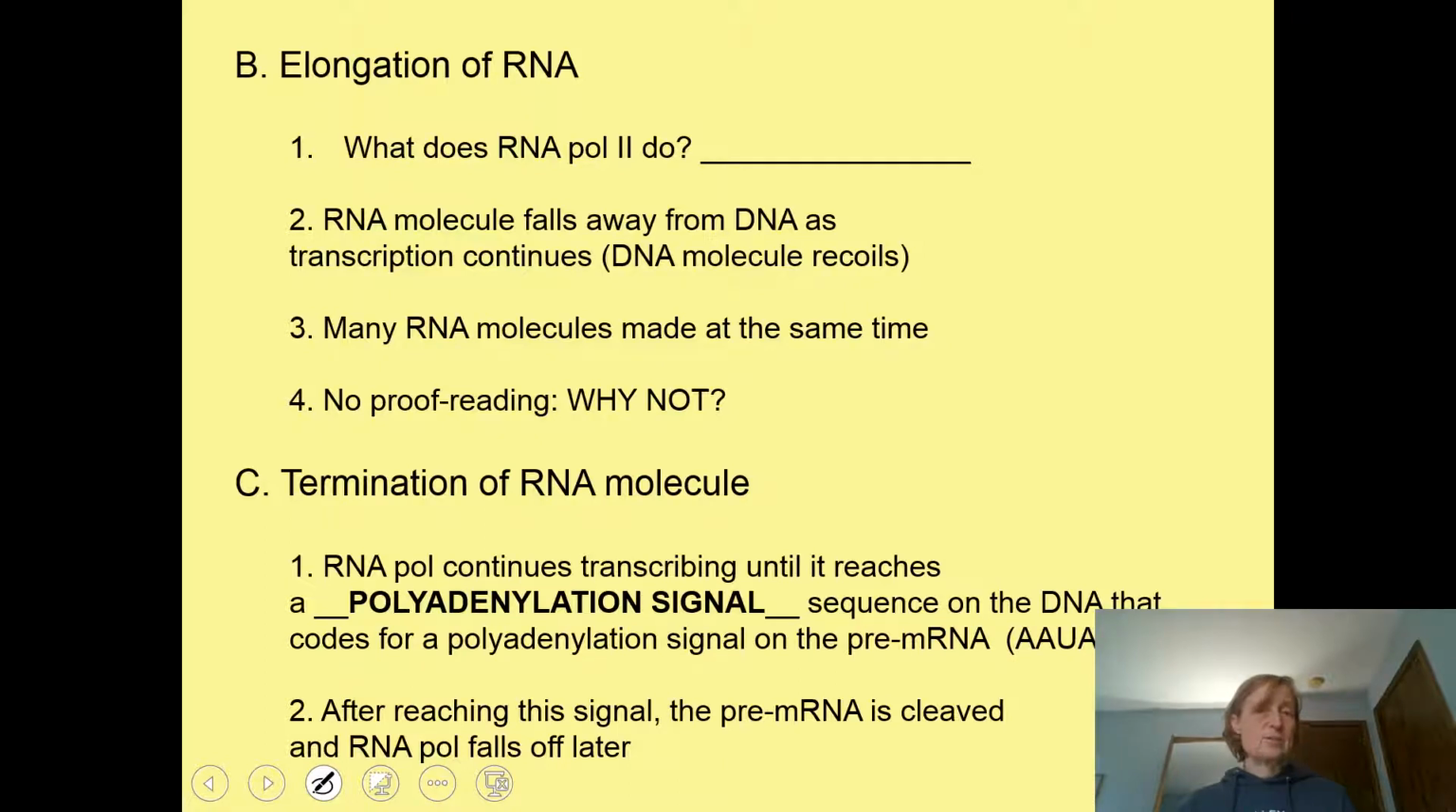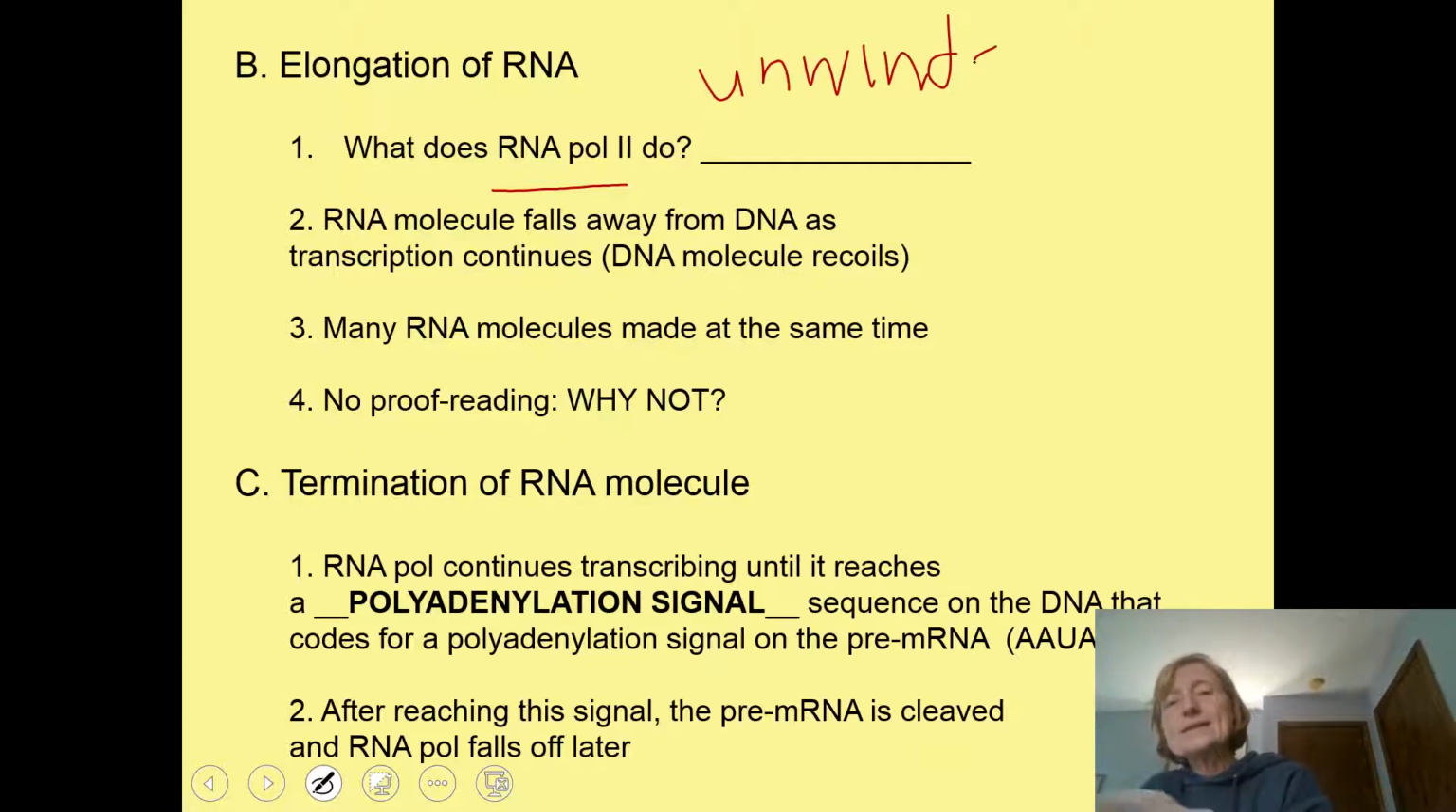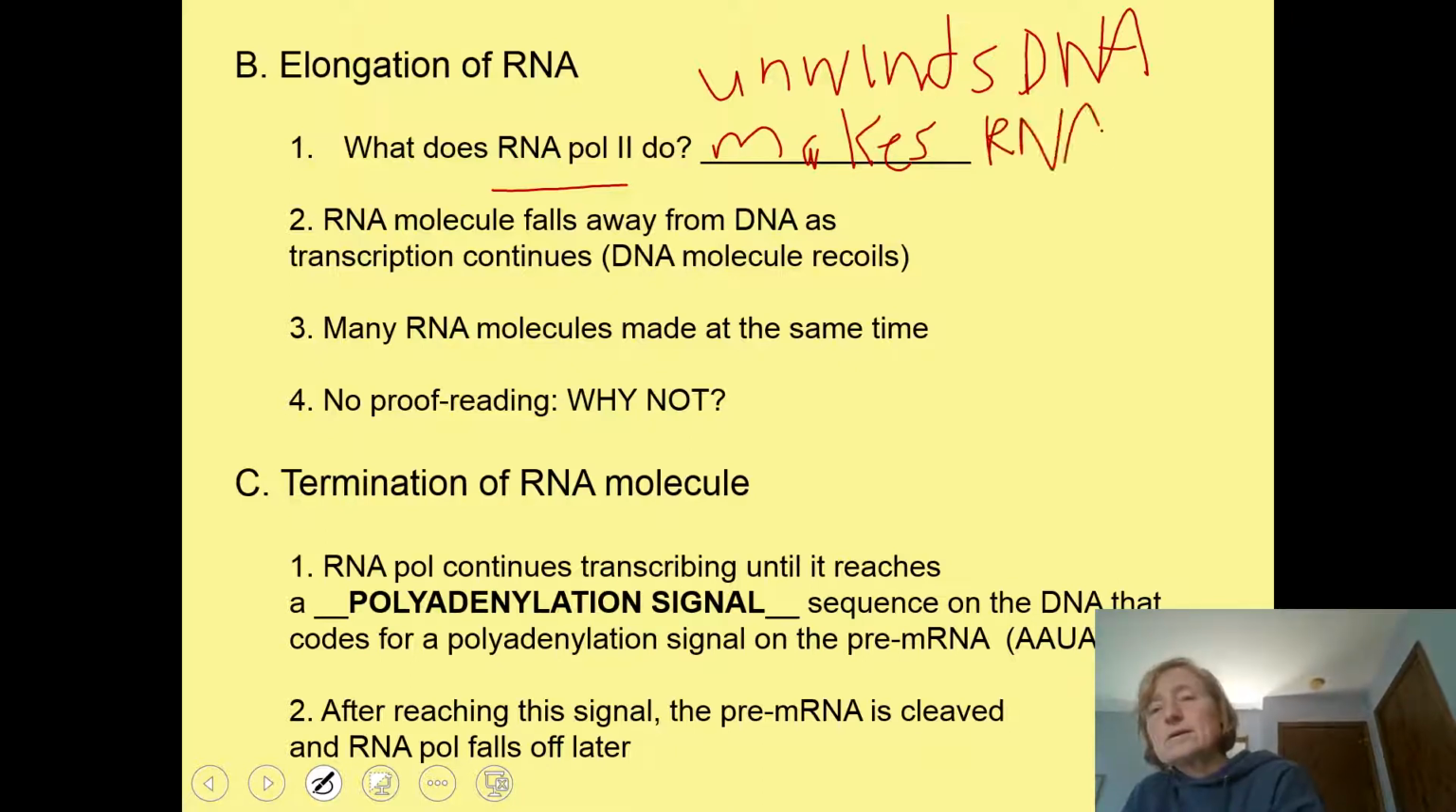Okay, so elongation of the RNA molecule. What does RNA polymerase actually do? And by the way, there are different kinds of RNA polymerases, like 3 or 4 different types. Don't worry about it. I just call it RNA polymerase, or a type of RNA polymerase. What does RNA polymerase do? It unwinds, let's just write it down again. It unwinds the DNA, and it makes or builds RNA nucleotides that complement the DNA template strand.